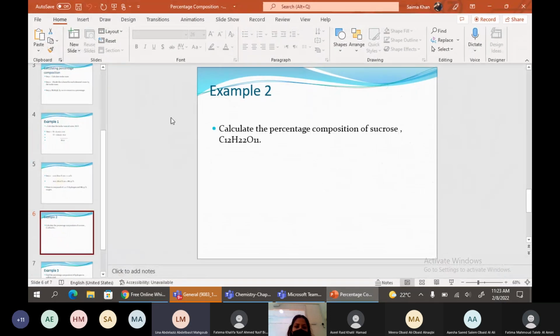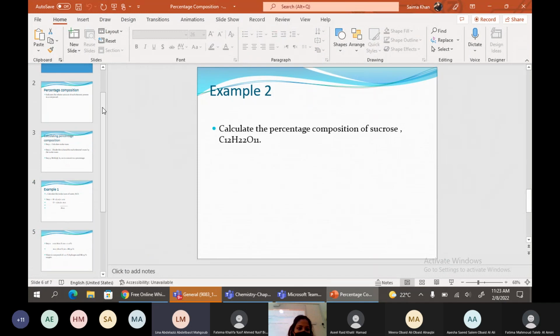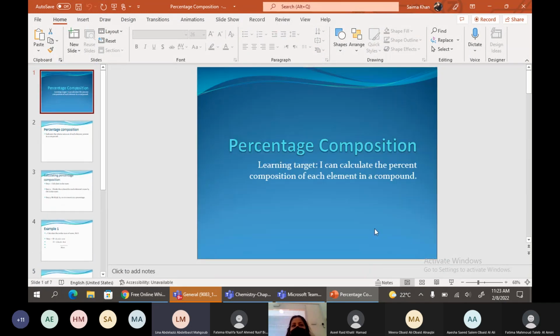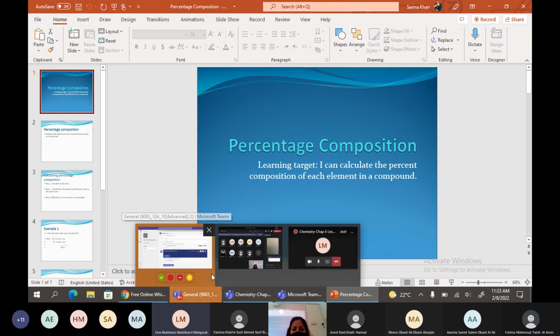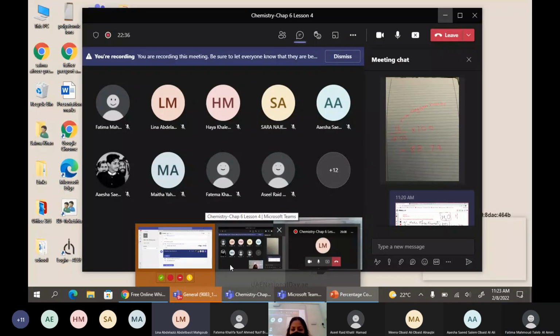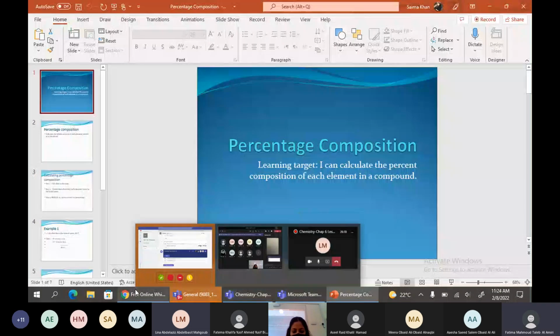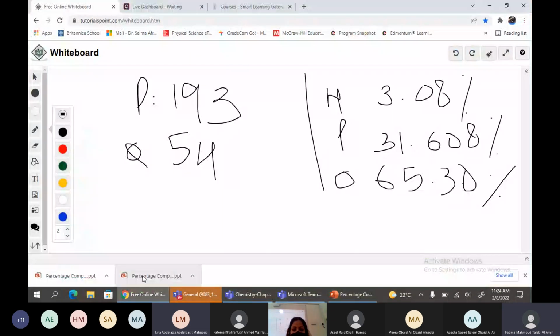So what was our learning target? We will be learning if we can calculate the percentage composition or not. Asil, can you read the learning target? Now we know how to calculate the percent composition. Fatma Mahmoud, can you reread the formula? What is the formula? How to calculate the percent composition?